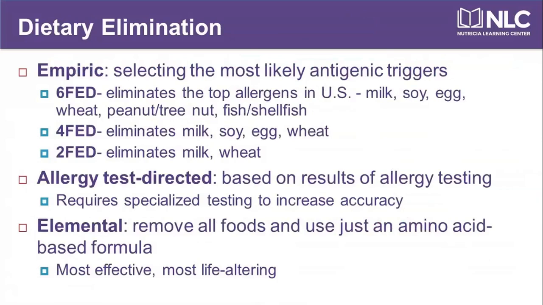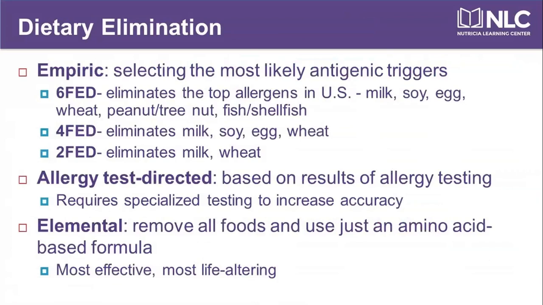Now, dietary elimination is the alternative way to approach these patients, and it happens to be my favored approach for a number of reasons that we'll get to later. As I mentioned, there are different ways to eliminate foods from the diet for EoE, and the empiric approach means selecting the most likely antigenic triggers. And you can do any number of those foods.